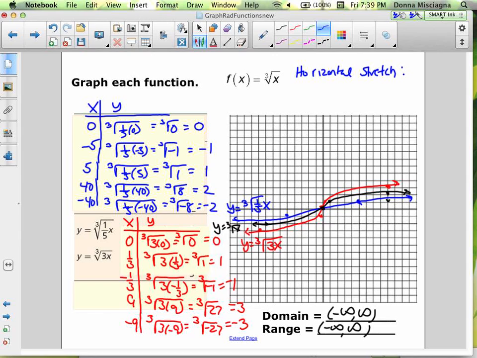And we're going to have a horizontal stretch when the coefficient in front of x, so it's under the radical, and add this to your notes, by the way, when that number is less than 1. And what happens is it takes longer to get to the next y value.